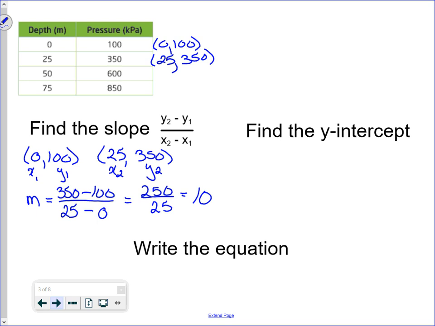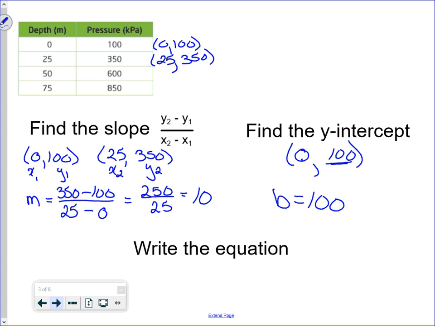So now I want to determine the y-intercept. So the y-intercept comes from the point where the x value is 0, and then we're looking for that y value, and that will be our y-intercept. So in this example, looking at that first point, 0, 100, the 100 is the y-intercept because the x part is 0. So 0, 100, so our y-intercept is represented by b. So the y-intercept is 100.